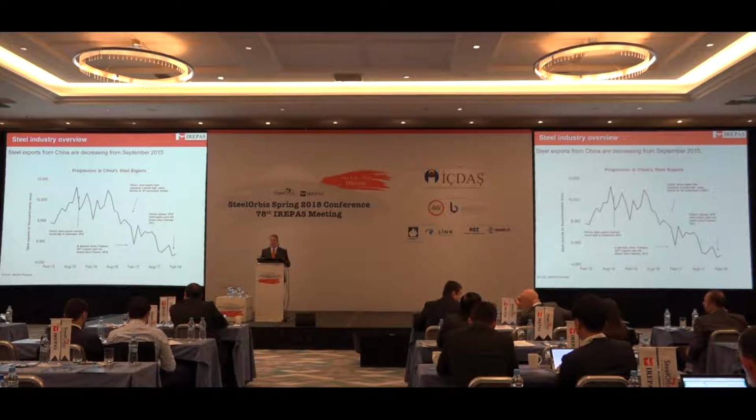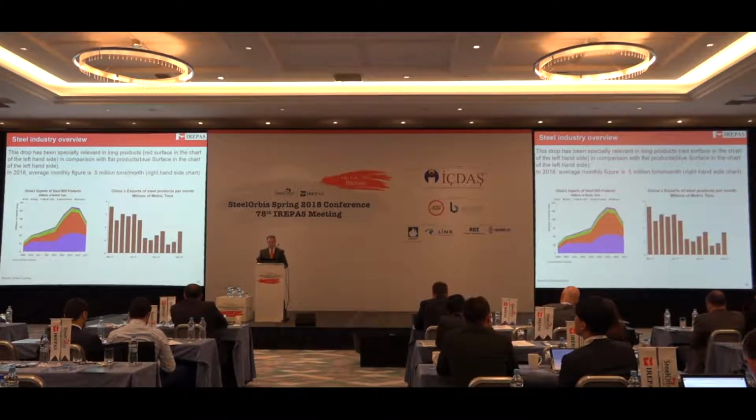But at the same time that the crude steel production was growing all around the world, especially in China, steel export from this country has been decreasing from the peak in September 2015. You can see on the screen how all types of steel exported from China have decreased. Now we are at a pace of around 4 or 5 million tons per month, compared with more than 10 million tons in September 2015.